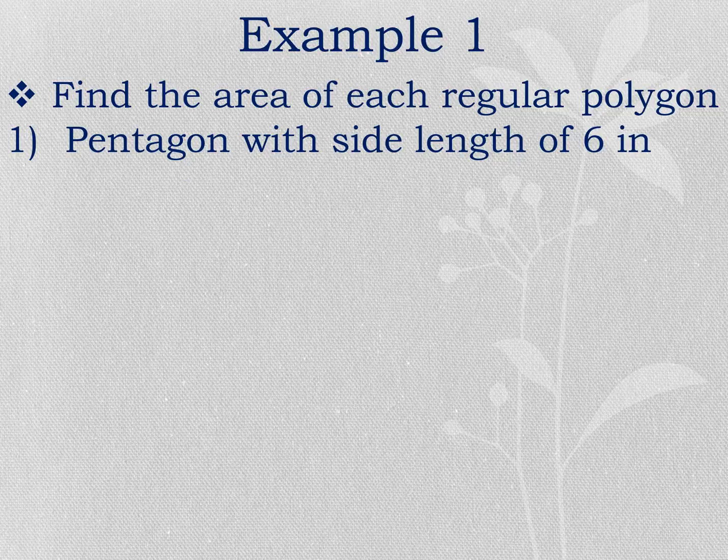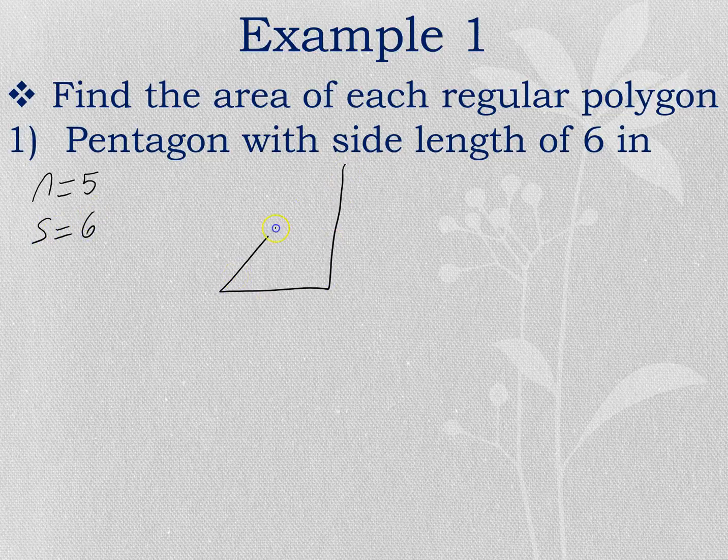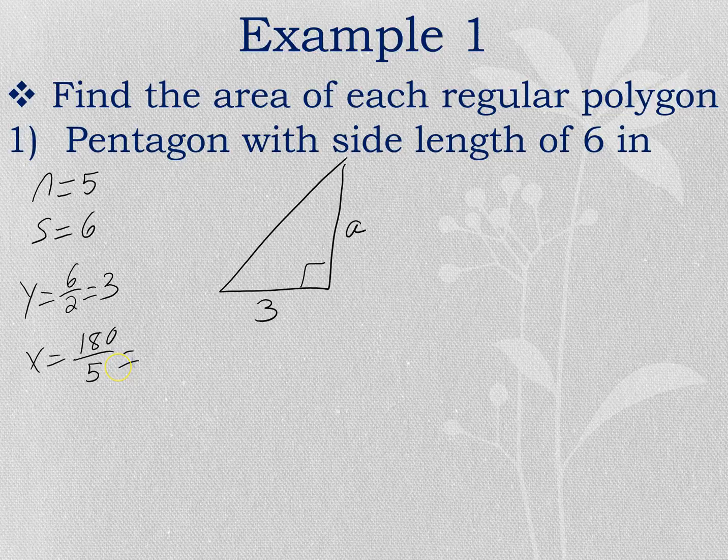So for example, we are given a pentagon with side length of 6 inches. So if it's a pentagon, it tells us n is 5. We are given that s is equal to 6. So we need to solve this right triangle for a to find the area. Well, I need to fill in the two blanks. I need to fill in the angle. I need to fill in this side length. Again, y is always s over 2. So y is 3. And then the angle is always 180 divided by how many sides there are. So since n is 5, we're going to do 180 divided by 5, which is 36.